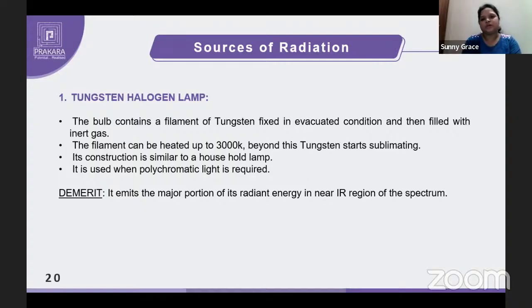Generally you will be using it, and the demerit of the tungsten halogen lamp is that the major portion of the energy it gives is in the near IR region. Because we are using UV visible, this is considered a demerit. So it can be used whenever we do IR spectroscopy.